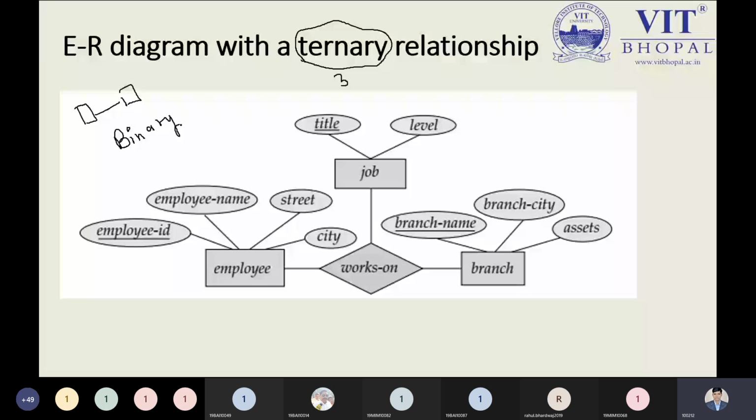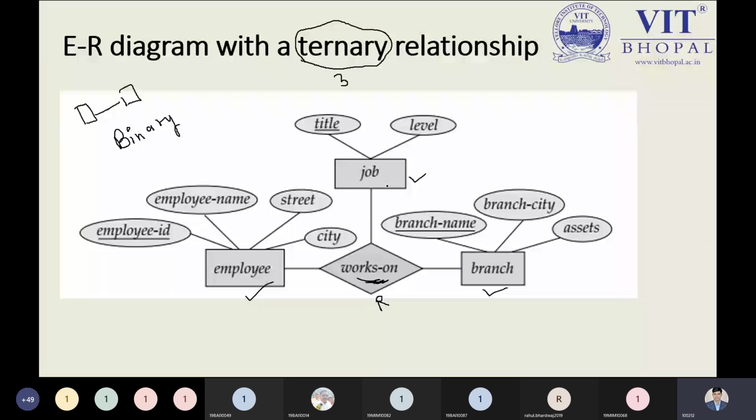Sir, you did not tell us about the binary relationship. By default, a relationship is two-way, or we can say binary. But in the ternary relationship, what is new is that we have one entity, a second entity, and a third entity. So the job entity, employee entity, and branch entity are connected to the works on relationship. This relationship is connected to three different entities: branch, job, and employee. And of course, employee, branch, and job also have their own different attributes. At that time this relationship is known as ternary.